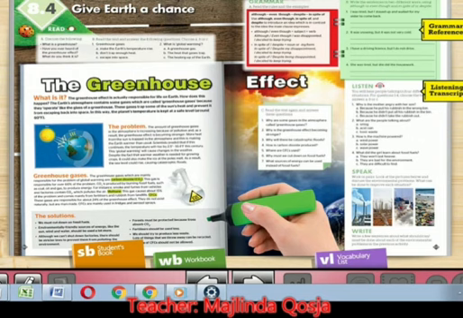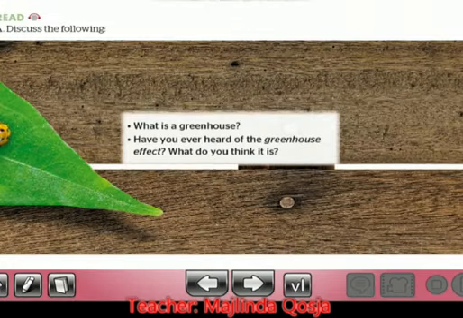What are we going to do? What are some problems? What are some solutions? Please follow me. Let's discuss together the following. What is a greenhouse? Have you ever heard of the greenhouse effect? What do you think it is? Please, I'm waiting for your answer from Zoom or from audio or videos that you can send me from your home.